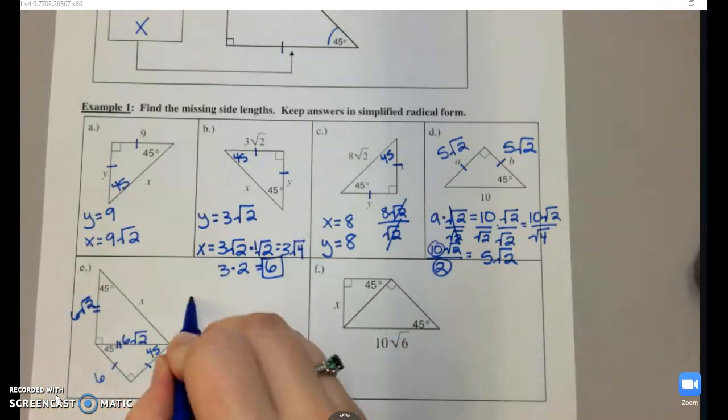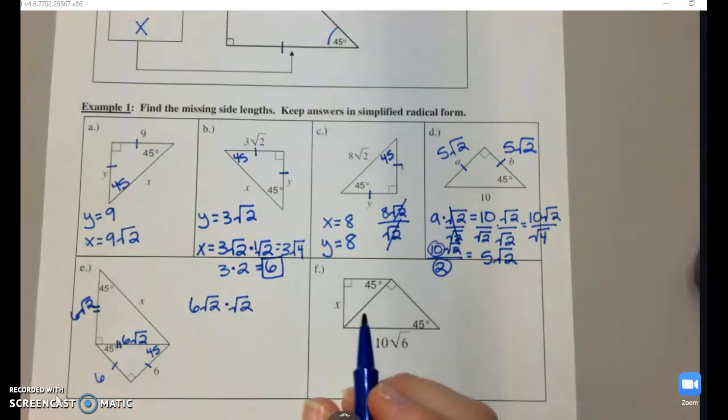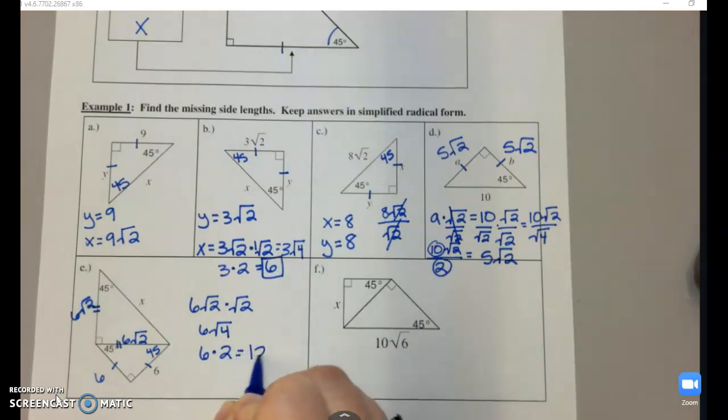So I find my hypotenuse by multiplying by the square root of 2. And so I'm going to get 6 square root of 4, and the square root of 4 is 2. So x is 12.